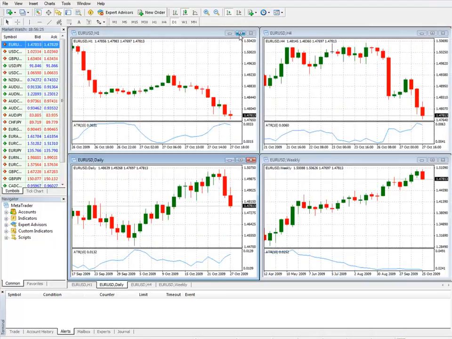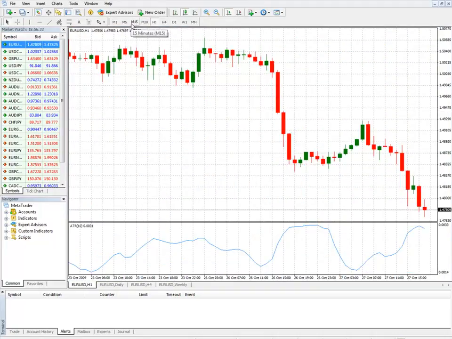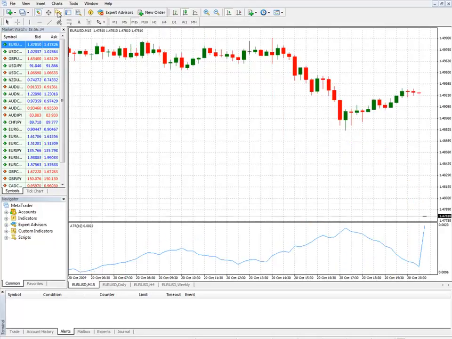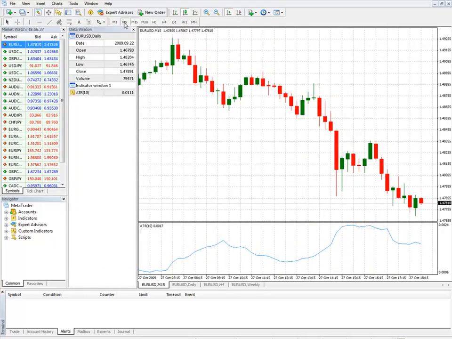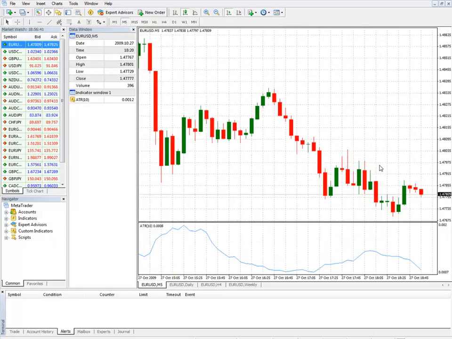Now, if you go to smaller time frames, let's pop this up. Now, we're looking at an extremely short time frame here. This is 5 minutes.